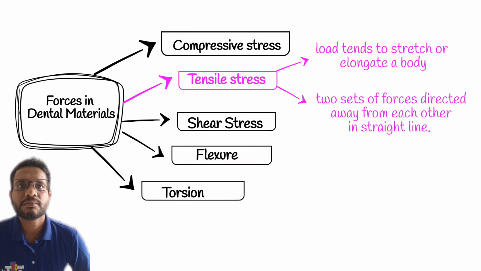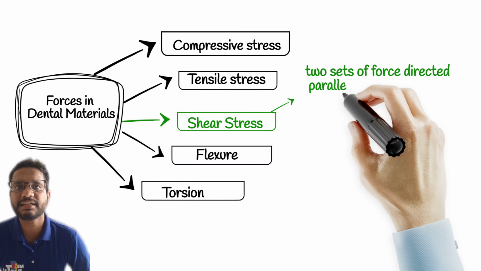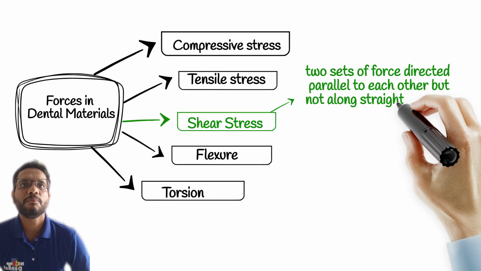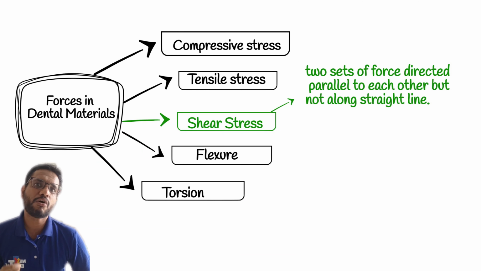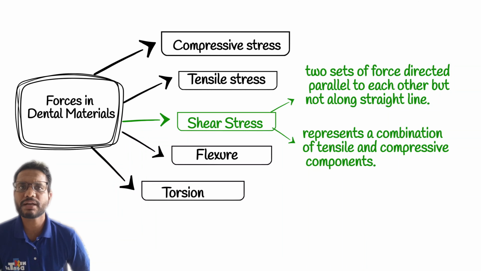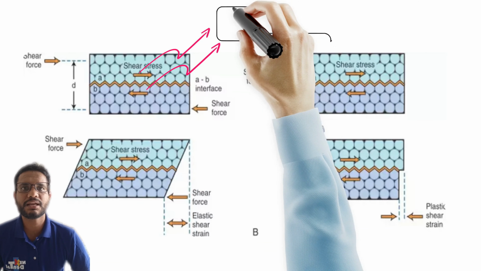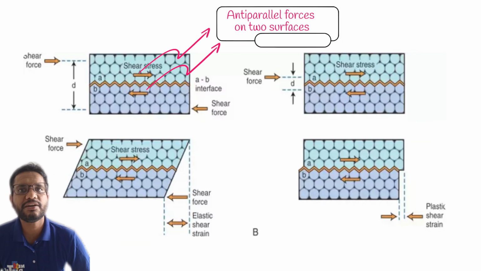The third stress that I want to discuss is the shear stress. Here we need 2 sets of the forces that are directed parallel to each other but not along the straight line. Here we are using combination of the forces, compressive and tensile. If you look at this figure, at the atomic level, 2 forces are anti-parallel to each other and they tend to break the bonds between the atoms.